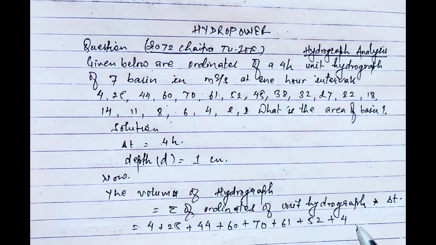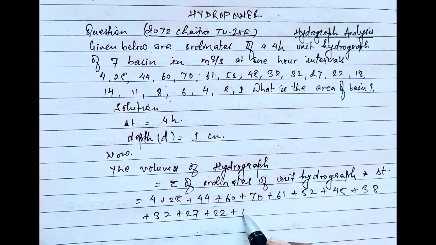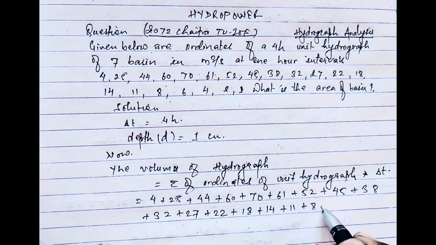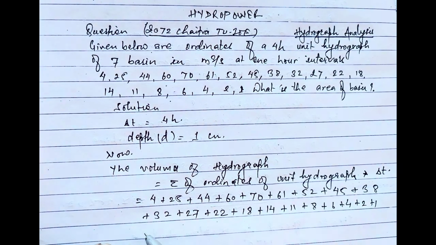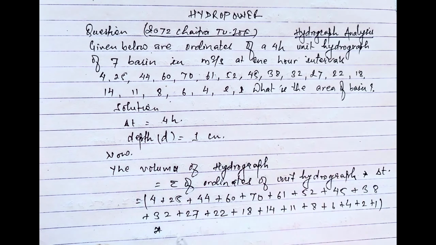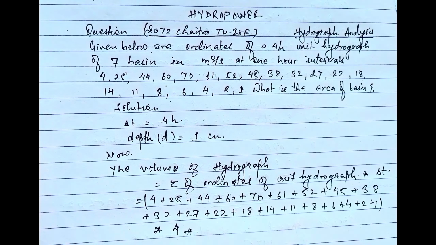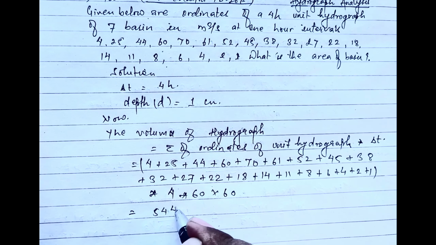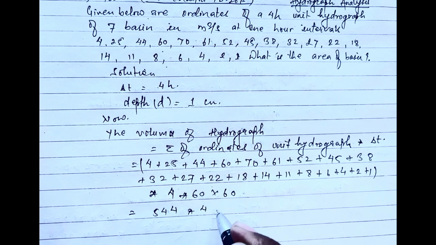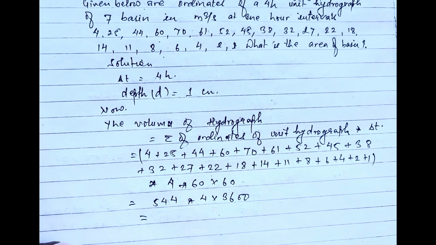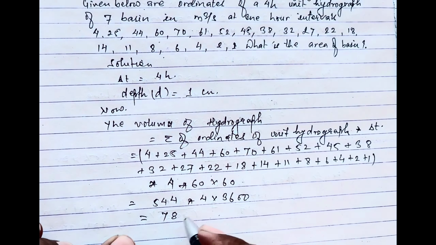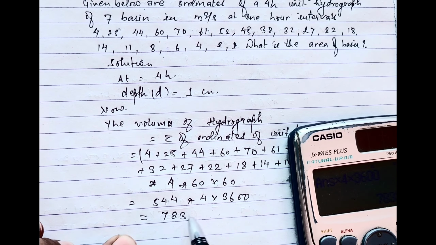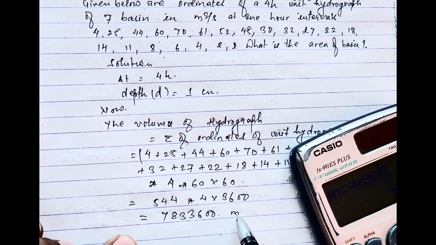plus 52 plus 45 plus 38 plus 32 plus 27 plus 22 plus 18 plus 14 plus 11 plus 8 plus 6 plus 4 plus 2 plus 1, multiplied by del T, which is given as 4 hour, transferred into seconds, 60 into 60. The sum of the unit hydrograph is 544 into 4 into 3600, which equals 7833600. The volume is in meter cube.